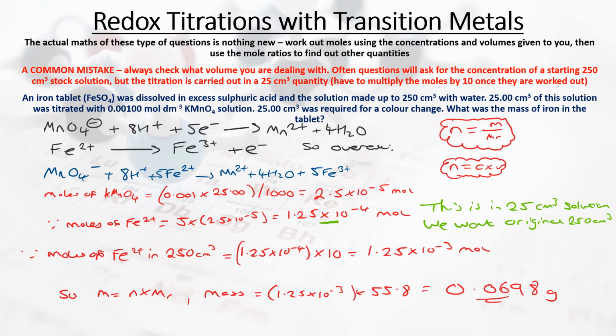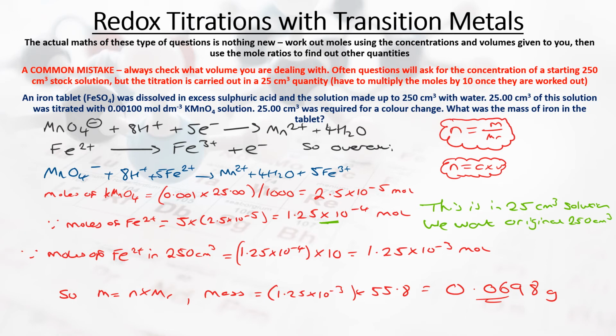So now we can actually start to think about doing our redox titrations, actually doing some maths on these questions. So the actual maths of these questions is typically nothing new than what you've seen throughout your A-level. If you go back to doing acid-base titrations that you probably did in the first year of A-level, the maths isn't really any different. We need to work out the moles using the concentrations and the volumes that we are given. And the key thing is that we need to use the mole ratios in the question to be able to then work out the other quantities. Now, a really common mistake with these types of questions is to always triple check what volume you are dealing with.